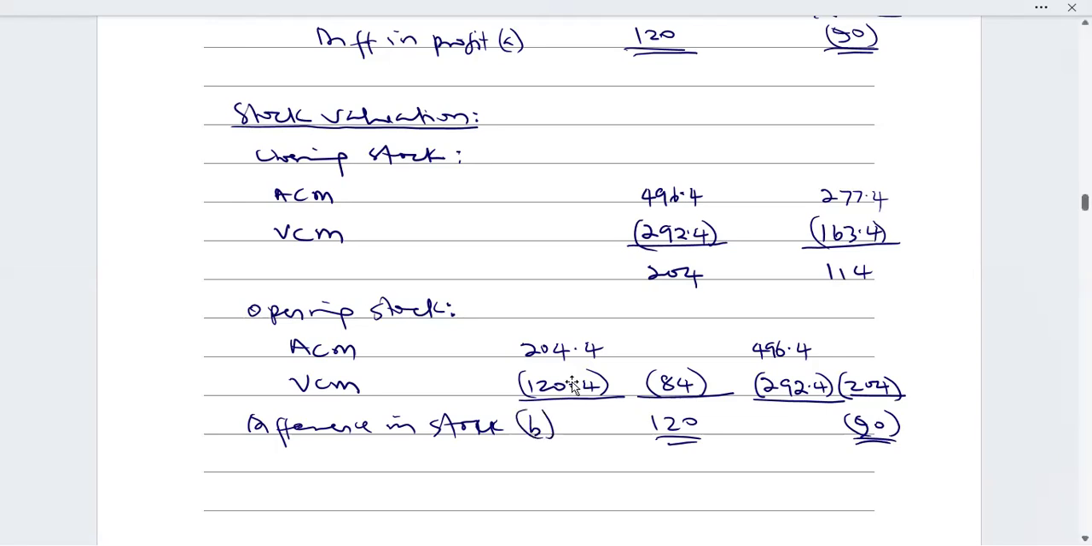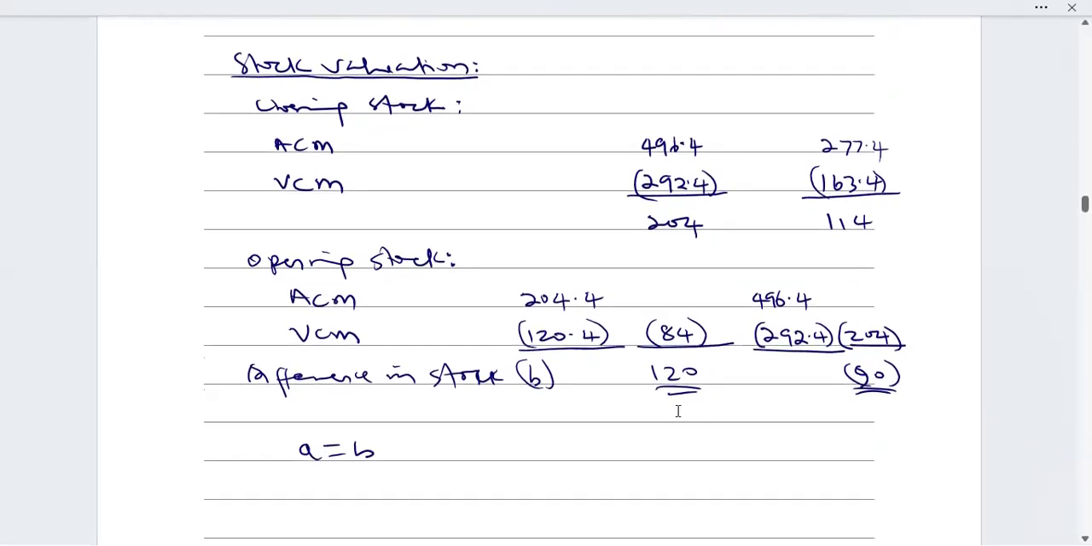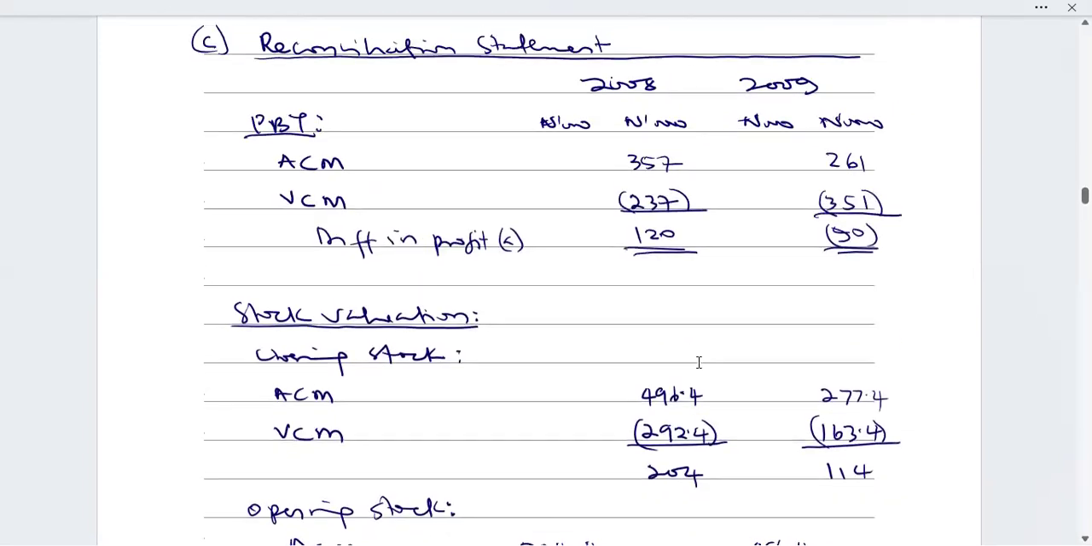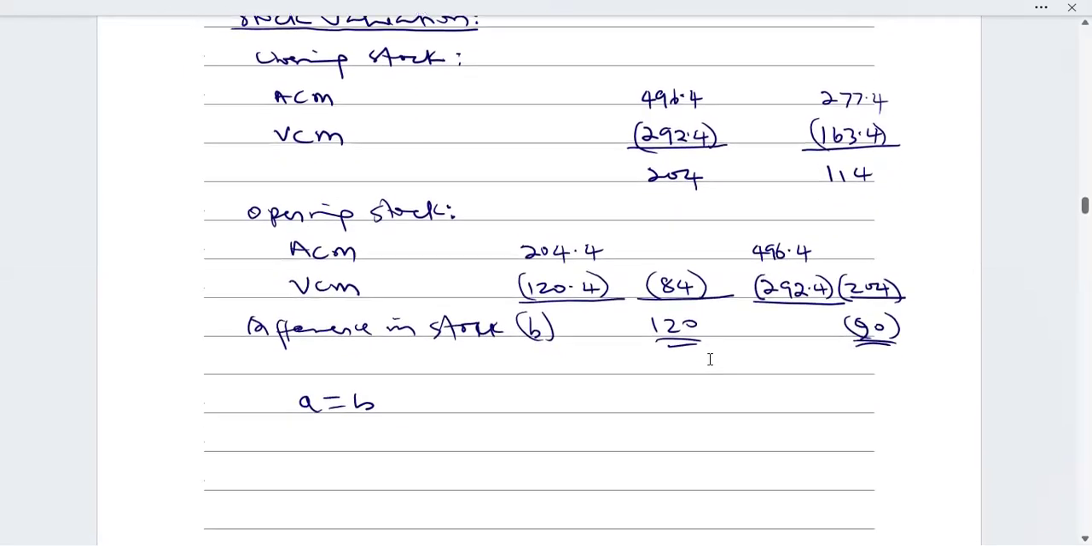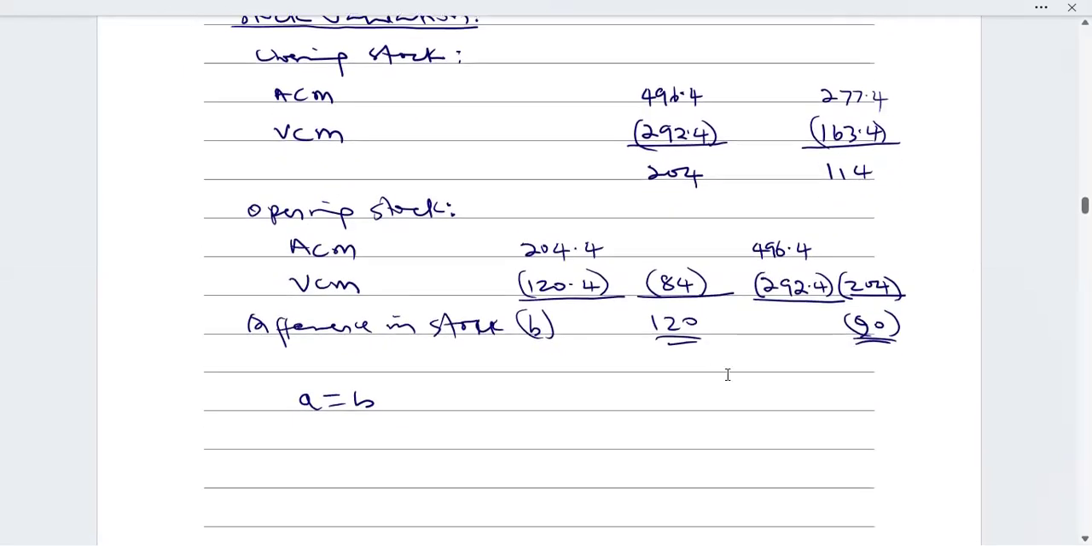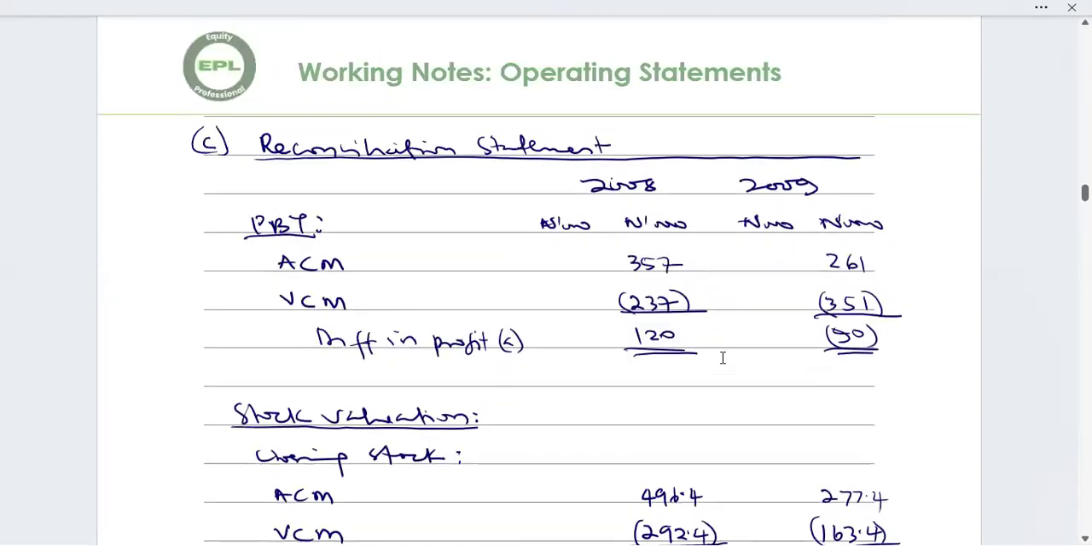You will notice that our A is equal to B. Difference in profits in 2008 was 120. Difference in stock valuation in 2008 was 120 also. In 2009, it's negative 90, then negative 90. So that's it. So that's end of it, which means that what we have done is perfectly okay.